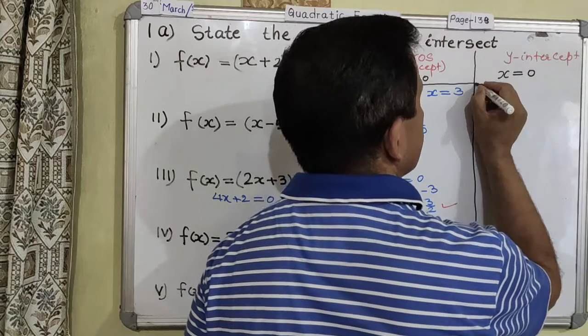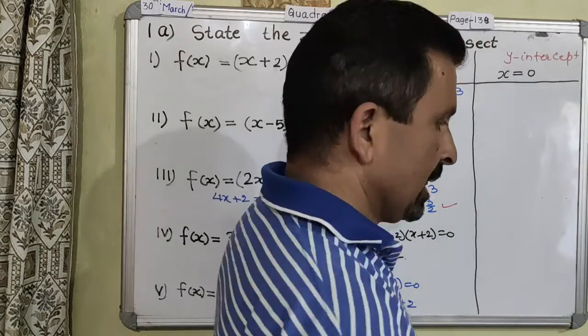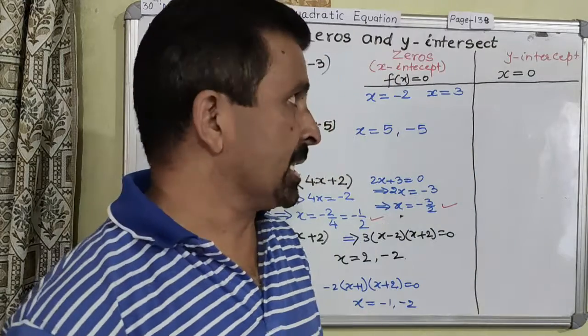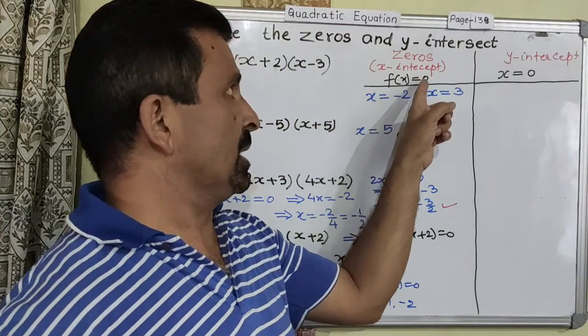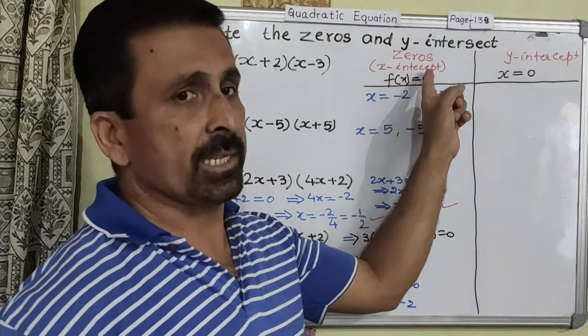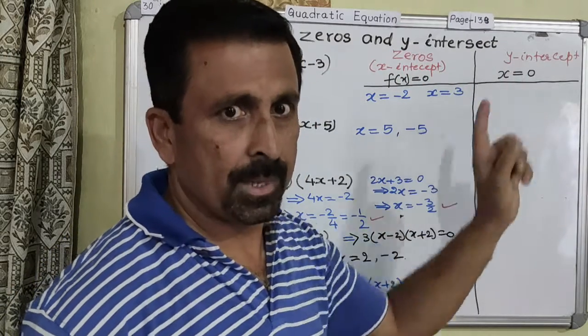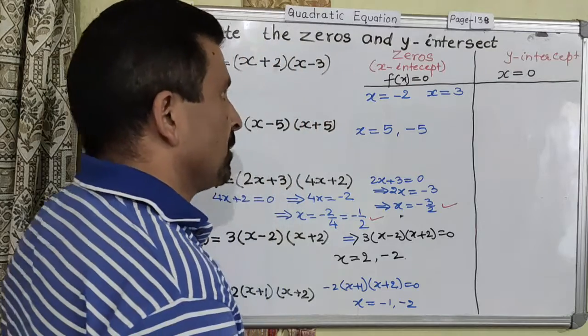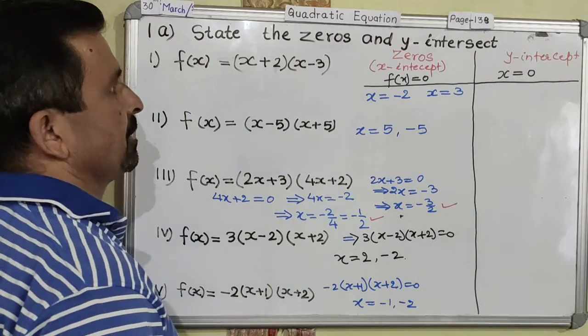By assuming x equal to 0, we will be able to get the value of the y-intercept. This is the key to calculate the y-intercept. And f(x) equal to 0 is the key to calculate the x-intercept or the zeros. We have to remember these keys. Is this okay? So now we are going to calculate the y-intercept for all these equations.